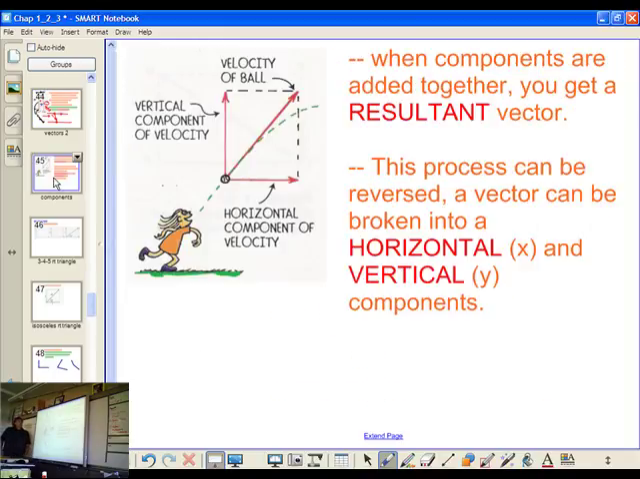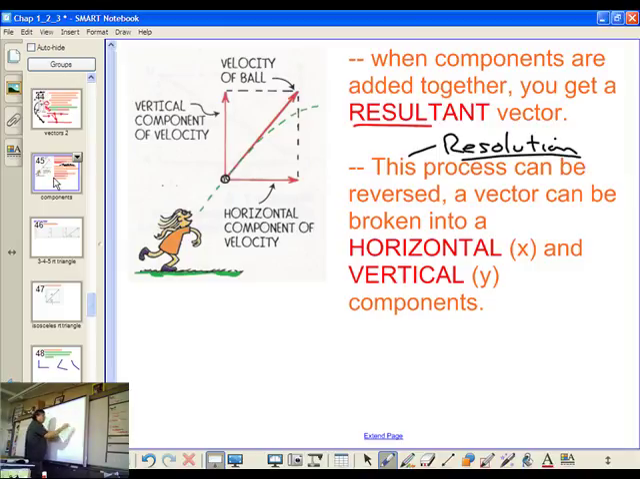Now, when components are added together, you get that resultant. So if I had a component and a component, I would get together with this resultant. This process can be reversed. A vector can be broken into its horizontal and vertical components. This is what we call resolution. We say we resolve the vector.